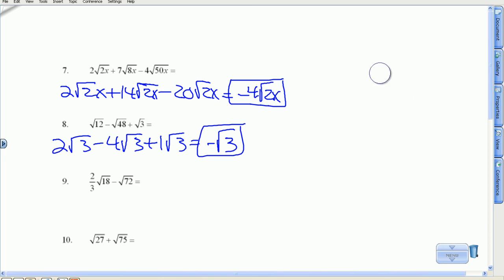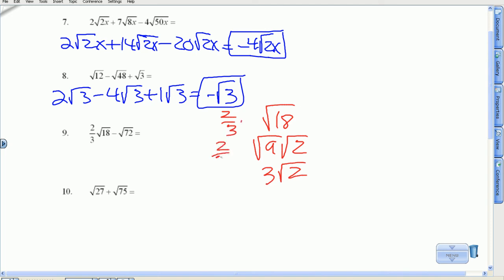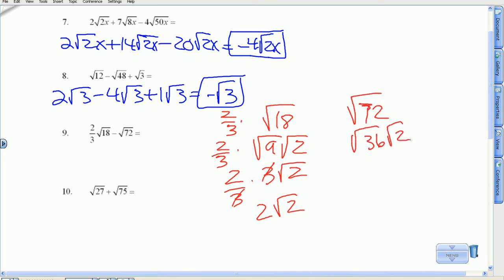Alright, we have 2/3 radical 18 and we have radical 72. Really isn't any nice hints in here. Let's reduce radical 18. It's radical 9 times radical 2, which is 3 radical 2. There's a 2/3 in front, so I'll bring that 2/3 in. 3 goes into 3 one time. This is 2 radical 2. Radical 72 is radical 36 times 2, or 6 radical 2. So this problem becomes 2 radical 2 minus 6 radical 2, or negative 4 radical 2.